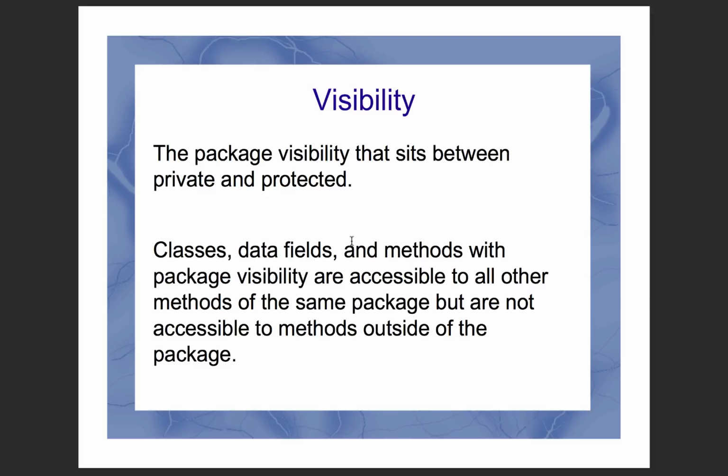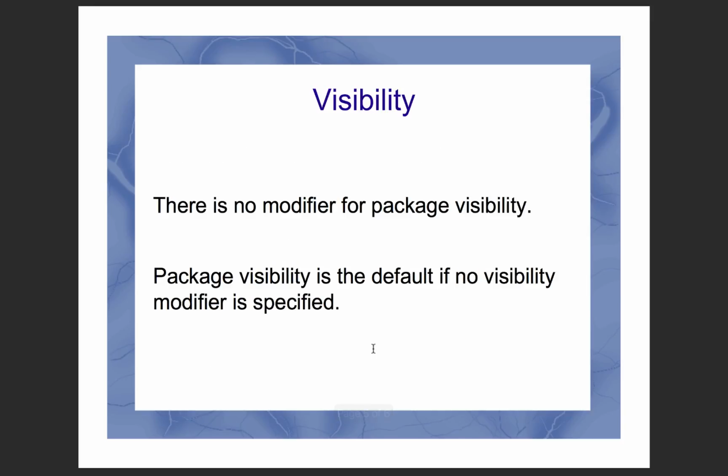What you can access under package visibility: classes, data fields, and methods with package visibility are accessible to all other methods of the same package, but are not accessible to methods outside of the package. In the package you might have several classes, so one class can access other classes' data fields and methods in the same package. You cannot access them from other packages. So this is the visibility concept.